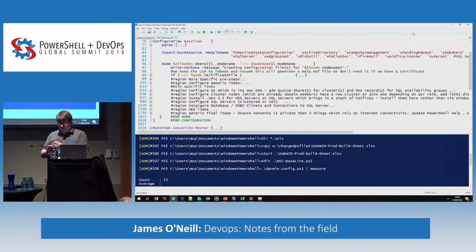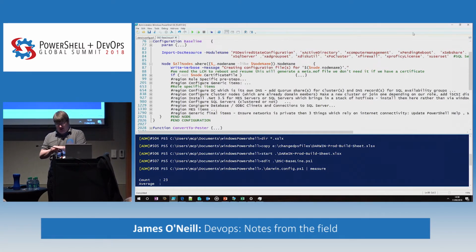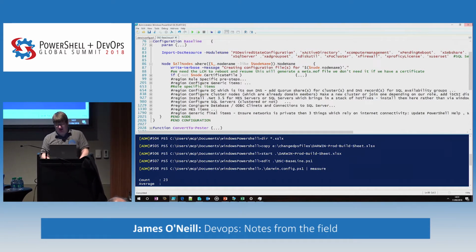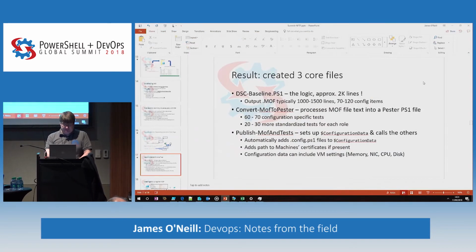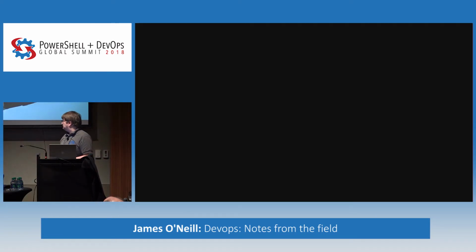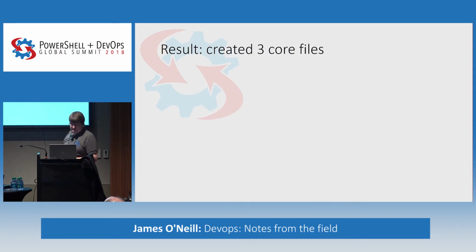I don't know if I were taking this on again, how I would break this up into smaller pieces. There are ways to do it. I wouldn't necessarily advocate making it one file like this. But the idea of one single configuration managed at one central point is one I'd stick to. So that was the first one. The next one is this thing called convert MOF to Pester. And it does exactly what it says on the tin.